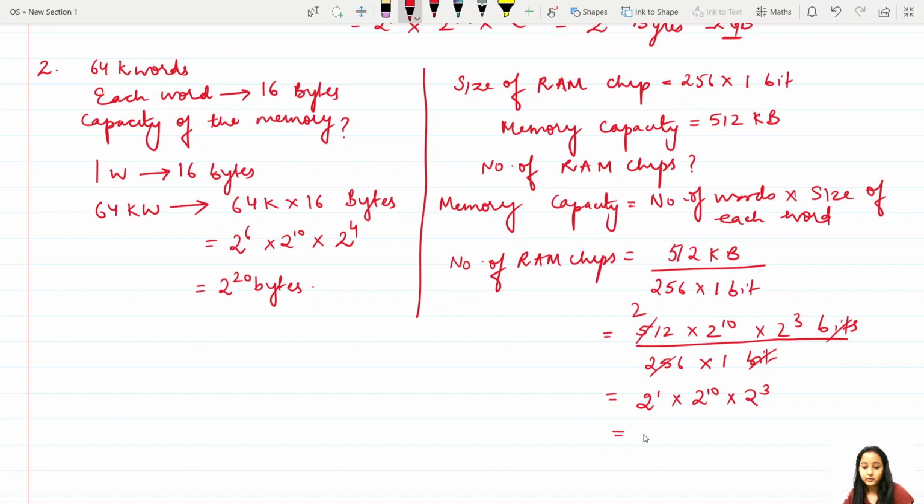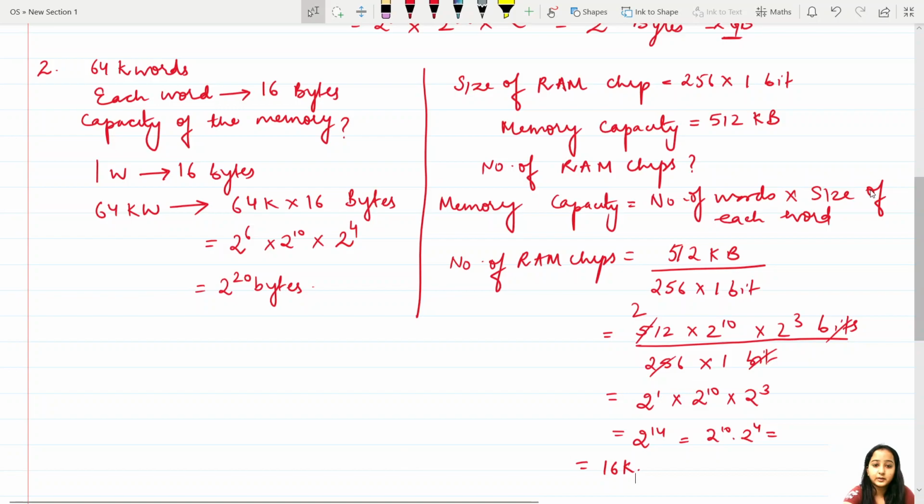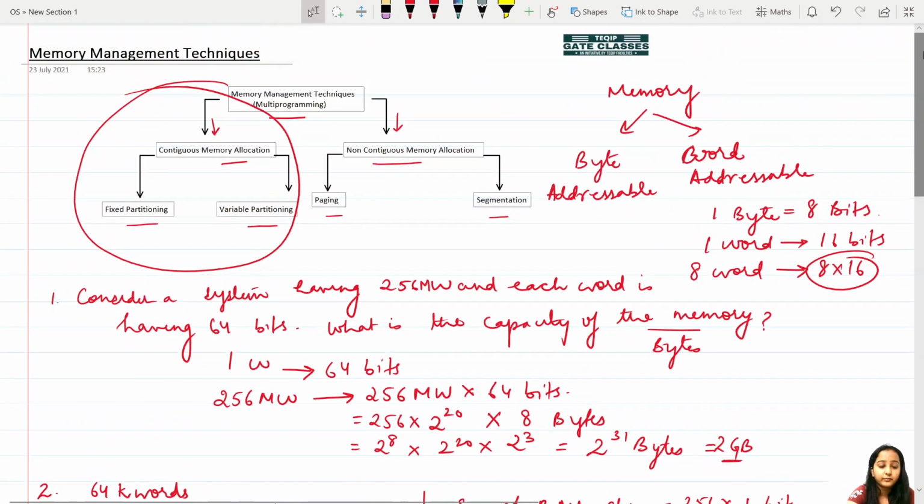So how much will it be? 2 raised to power 14, or you can say 2 raised to power 10 into 2 raised to power 4. It equals 16K. Okay, so like this you can calculate the capacity of the memory, and you can calculate the number of RAM chips. So let's come to the memory management techniques now.